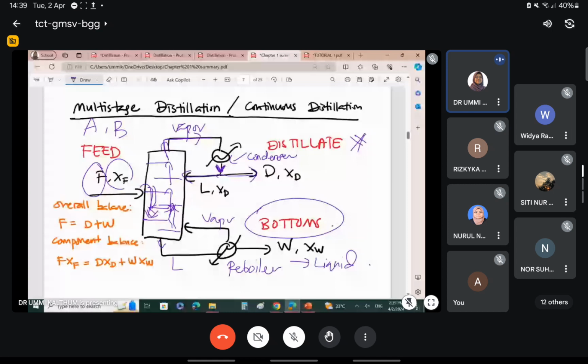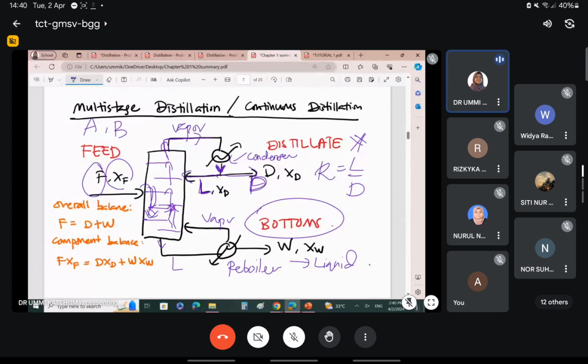So R is reflux ratio. R is equal L over D. Liquid keluar dekat sini, ini D. Yang keluar kat sini D, yang masuk sini adalah L. So R is L over D, reflux ratio. So for top product in liquid phase and bottom product also liquid phase. Tak ada keluar daripada distillation vapor phase. Semua liquid phase.